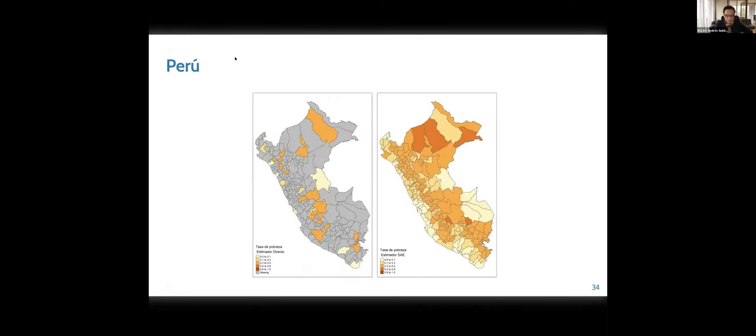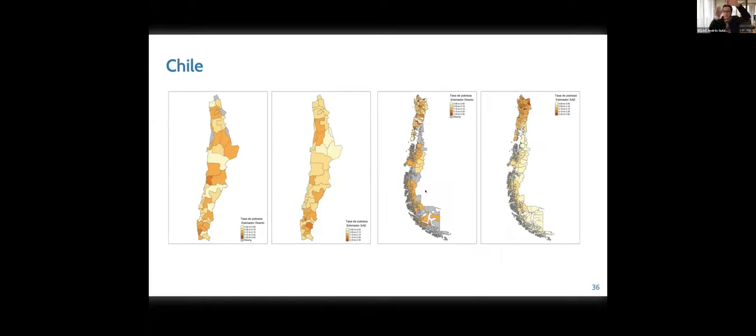So here we have Peru. At the left side, you can find the gray areas that are basically areas where the direct estimator is not precise. And at the right hand, you can find the ECLAC estimates at the province level. Here you have Colombia. And here you have Chile. Chile is a long country in South America, so we have to split the country. At the left side, you have the north region, and at the right hand, you have the south region.